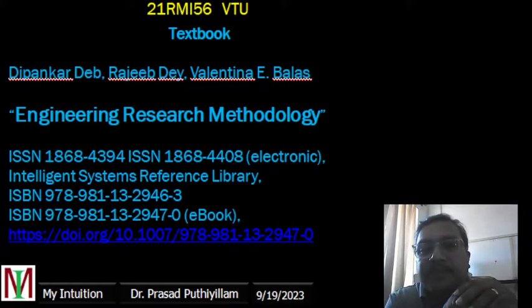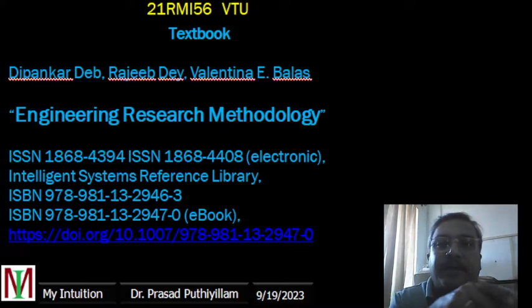The syllabus shows a reference textbook. Only one textbook is mentioned there, written by Dibakar Deb, Rajiv Dev and Valentina D. Balas, Engineering Research Methodology. This textbook is available online. If you search for it, you will get the PDF. You download that. My prepared study material, this presentation, is purely based on that book. I read it many times.